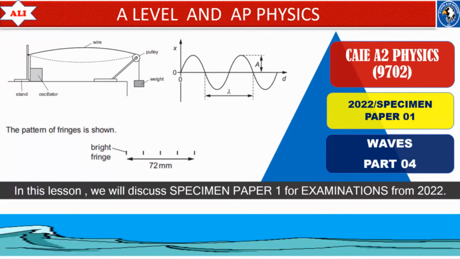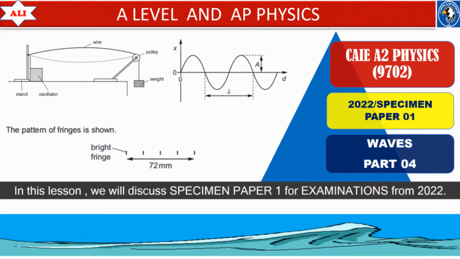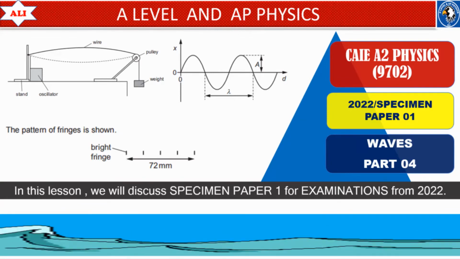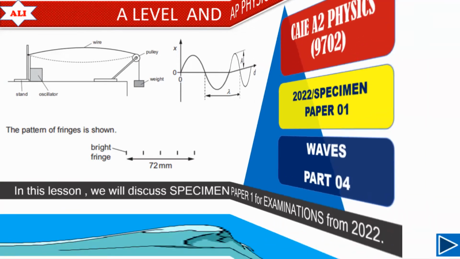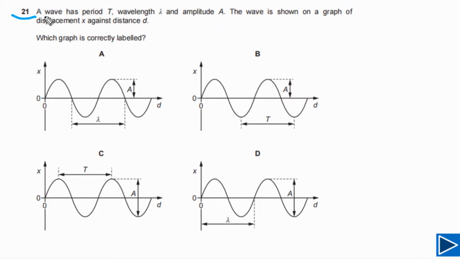In today's lesson, we will discuss some typical types of questions on waves from Specimen Paper 1 for the 2022 exam. For question number 21, we are given that a wave has time period capital T, wavelength lambda, and amplitude A. The wave is shown on a graph of displacement x against distance t. We need to find out which graph is correctly labeled.